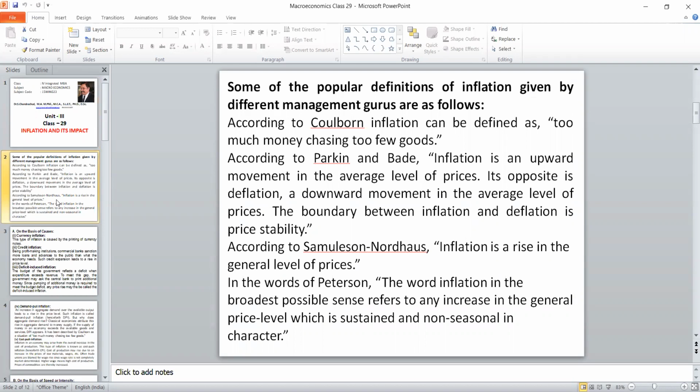What we are going to discuss in this concept is the definition, types, and its impact. One of the applications is the Phillips curve. So these are the things that we are going to discuss today.